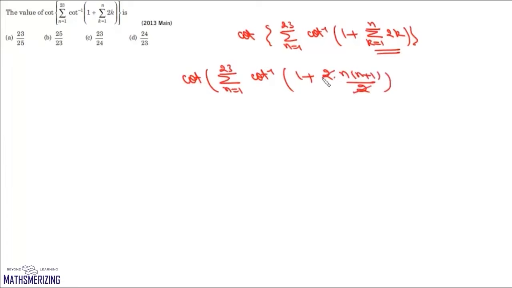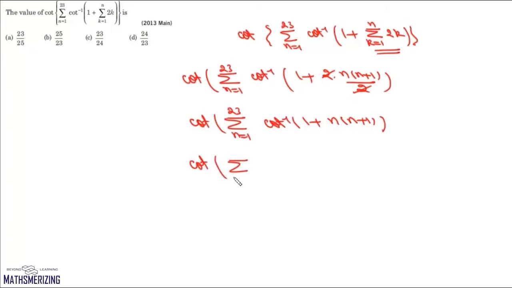So we'll cancel this 2 with 2. So we can write this as cot of summation n varies from 1 to 23 cot inverse of 1 plus n into n plus 1. Now since n is a positive number, we can write cot inverse x as tan inverse 1 by x. So we'll actually write this as cot of summation n varies from 1 to 23 tan inverse 1 upon 1 plus n into n plus 1.